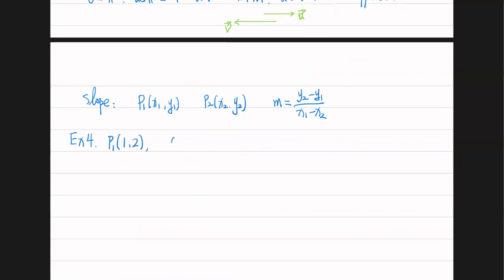Wait, isn't it x2 minus x1? Is it supposed to be y2 minus y1 over x2 minus x1? Yes, you are right. I figured something was wrong there. X2 minus x1.